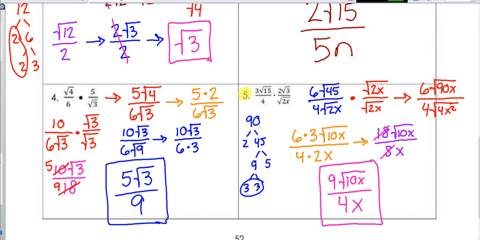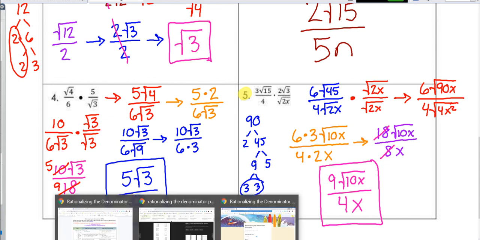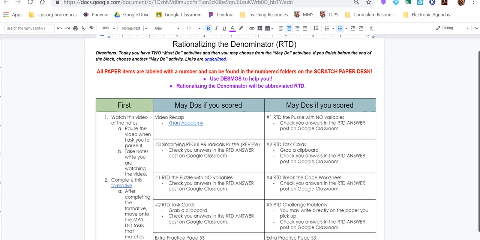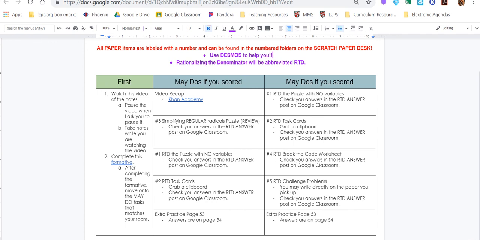But guys, that's the notes. There you go. There you have it. That is it for rationalizing the denominator. Before I let you go, on your playlist, you have successfully completed the first step of the must-dos. You've watched the video, well, videos, because I struggled, so this might look slightly different. And now I need you to take the formative. After the formative, you will move on to the may-dos.